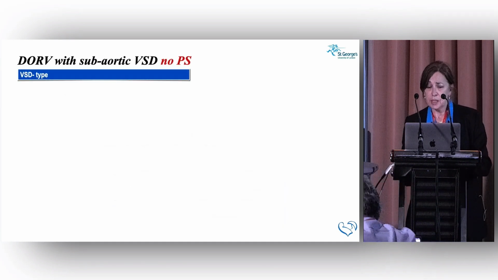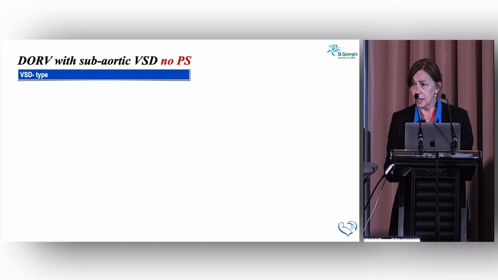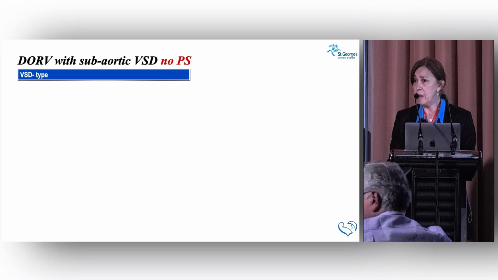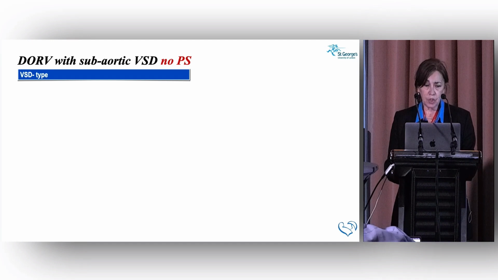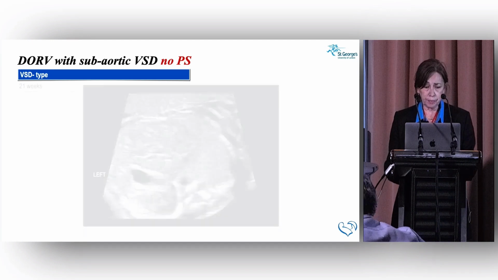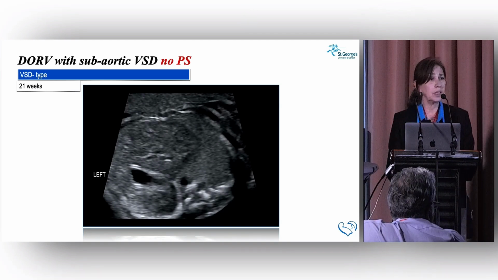So let's start with some examples. Double outlet right ventricle, subaortic VSD, and I'm going to start with a case that doesn't have pulmonary stenosis or very minimal pulmonary stenosis. So this is called a VSD type, which is a clinical classification. I hope this projects well. Are the lights as low as they can go for me?